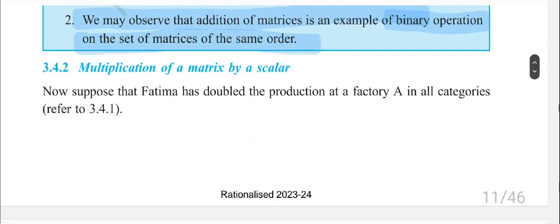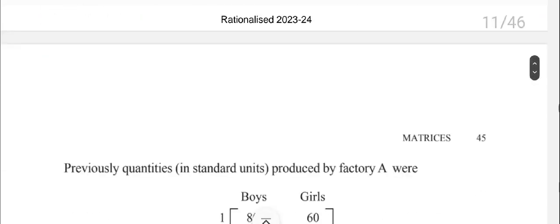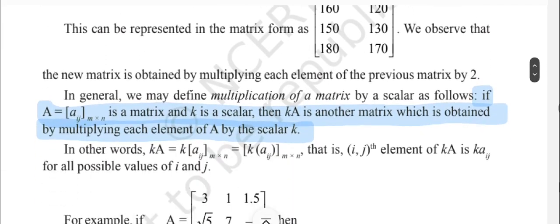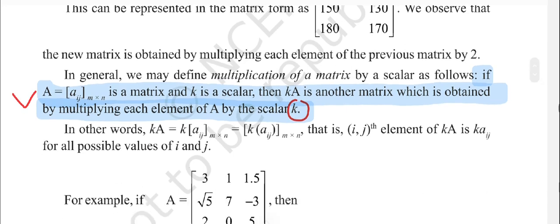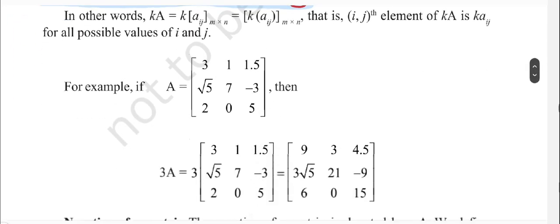Moving ahead, the next operation actually is multiplication of a matrix by a scalar. Now, how will we multiply a matrix with a scalar? The scalar can be any number. Here also it is given as a definition that the scalar can be any number, some k is the scalar. How will we do this operation? Again, I am explaining it with the help of an example.